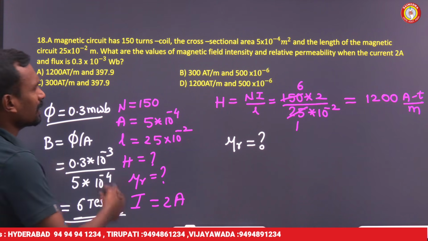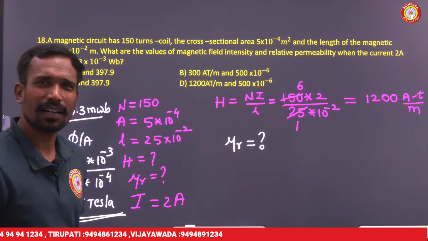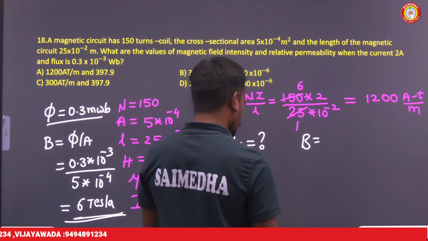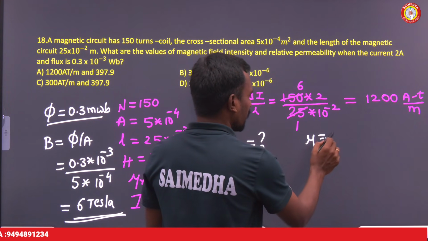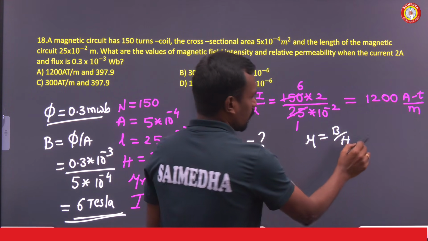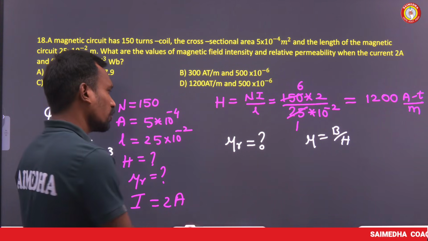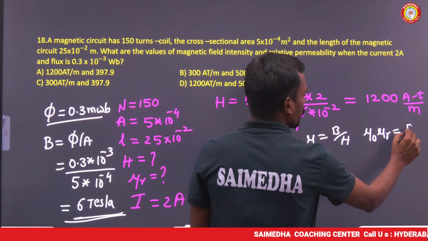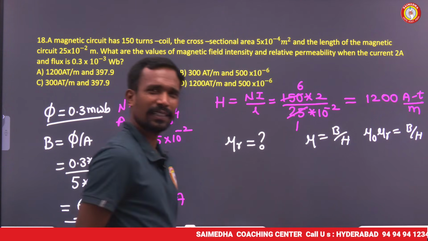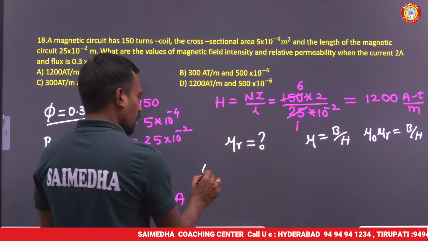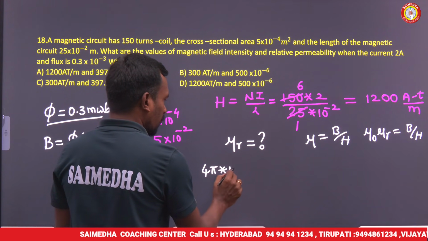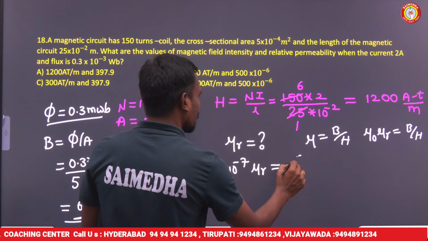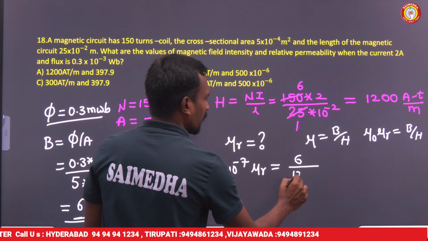If you know the flux density, how can we calculate mu r? Very simple. Mu is equal to B by H. Do you know? Mu is equal to B by H. Mu is mu naught into mu r, equal to B by H. That's it. Mu naught is 4 pi into 10 to the power of minus 7, into mu r is equal to B by H, where B is 6 and H is 1200.